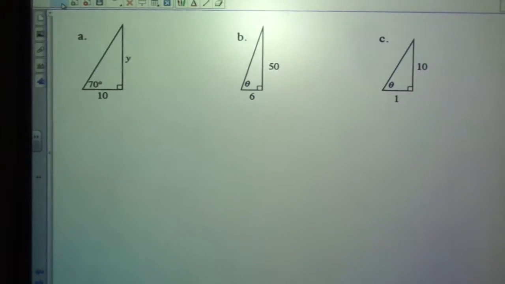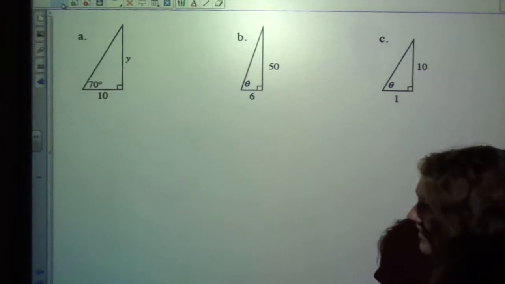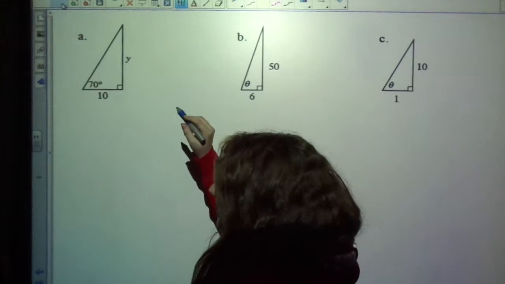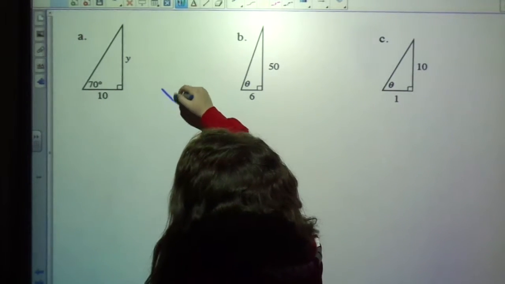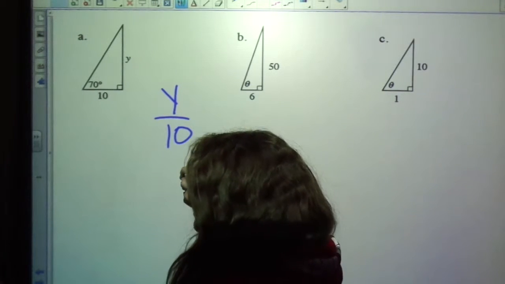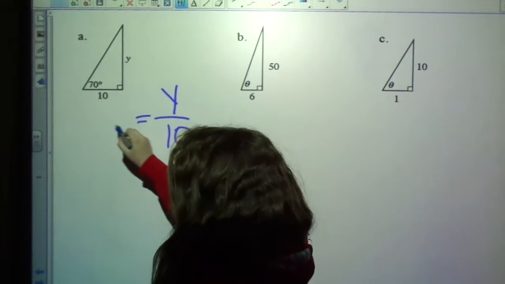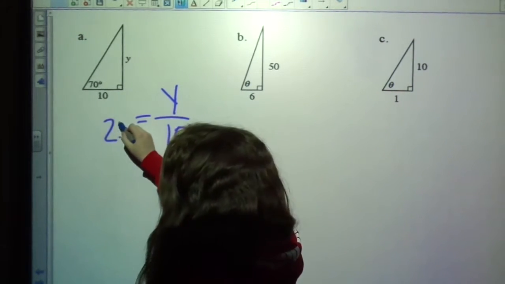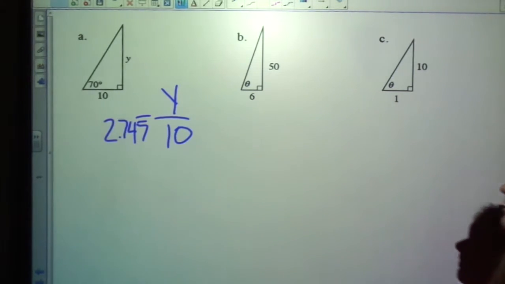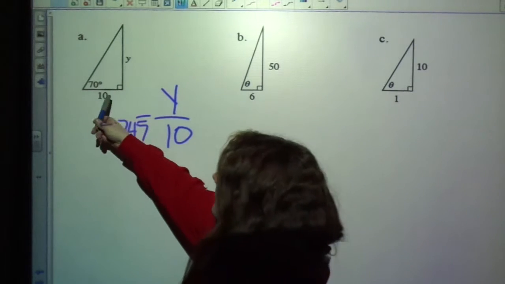Here we go, problem A. Okay, so we have y over 10 equals 2.747. Okay, wait, how do we get the 2.747? Because this angle is 70.